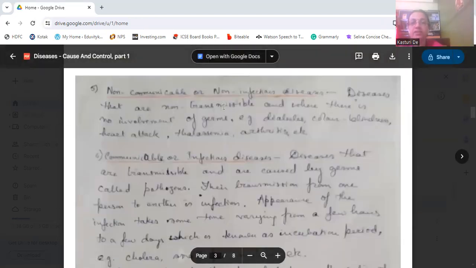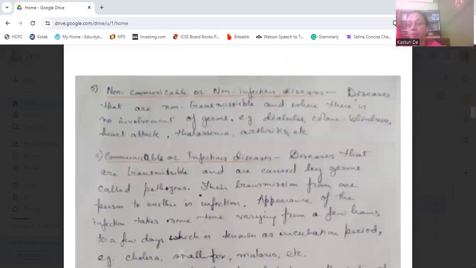Now, next is non-communicable or non-infectious diseases. Here, the diseases are non-transmissible. That is, they do not transmit from one person to another, and there is no involvement of germs. Examples are diabetes, color blindness, heart attack, thalassemia, arthritis, etc. These are all non-transmissible, non-communicable or non-infectious diseases.